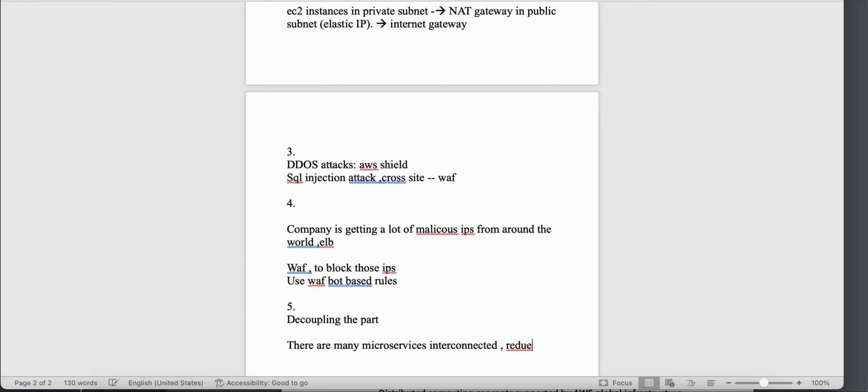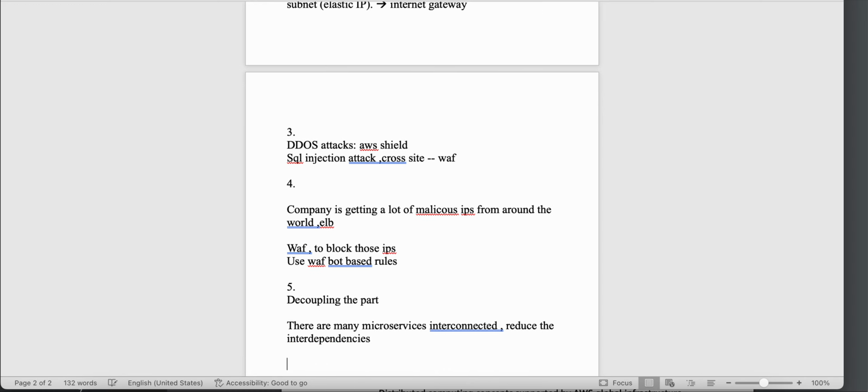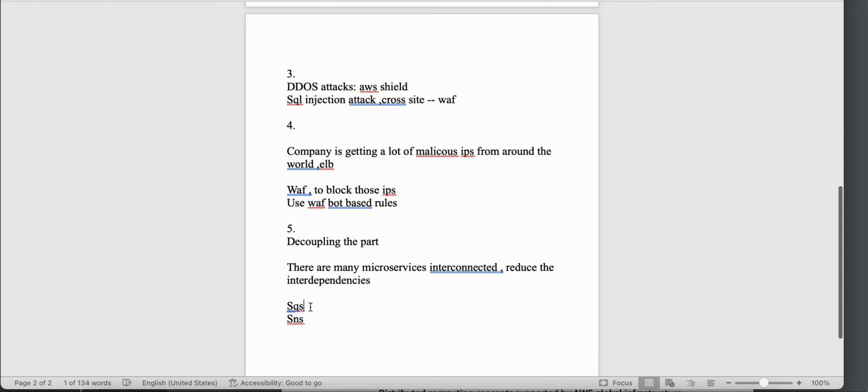In such a case, you have to think that if we decouple the application, the microservices do not depend on each other. So to reduce the interdependencies, options were like SQS and SNS. SQS is for decoupling applications. Whenever decoupling happens, or whenever you need to reduce the interdependencies, SQS is the better option here.